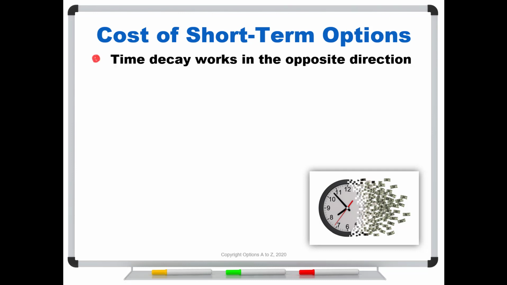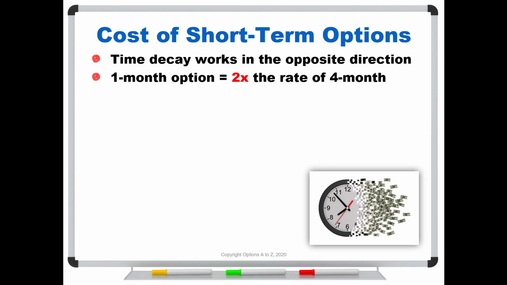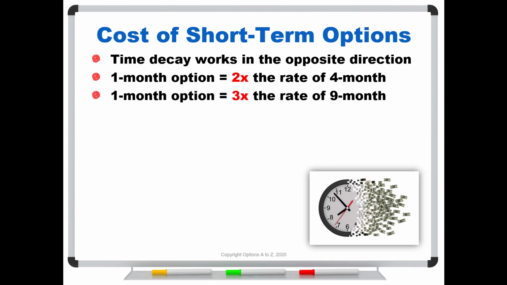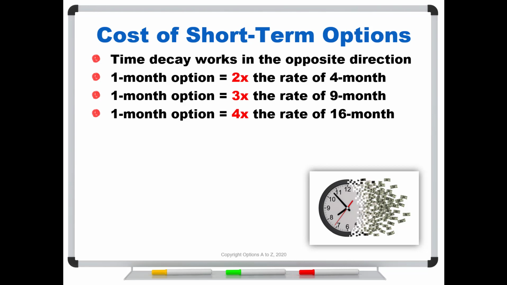Well, time decay works in the opposite direction of price. The 1-month option is going to have about 2 times the rate of decay of the 4-month. The 1-month option will decay at about 3 times the rate of the 9-month. And the 1-month option will decay at about 4 times the rate of the 16-month.